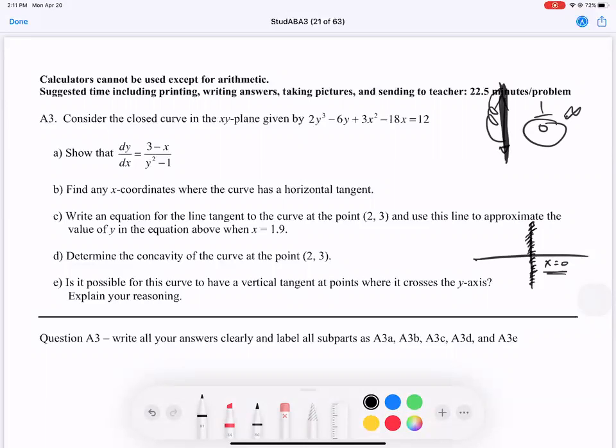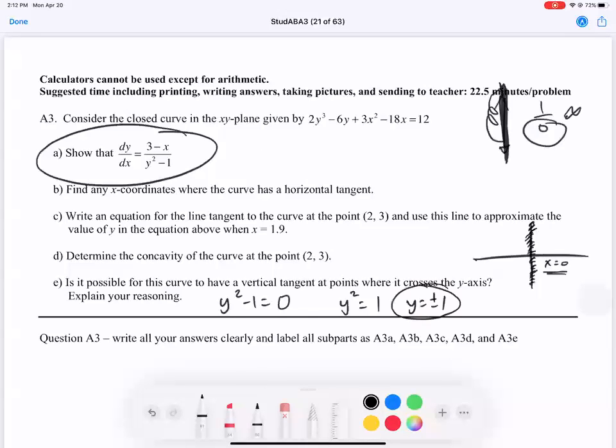So when I'm looking at this, since the derivative was given already, when will this derivative equal 0? y squared minus 1 is equal to 0. Now, when does that happen? y squared is equal to 1, so y is equal to plus and minus 1. Is it possible for this curve to have a vertical tangent at a point where it crosses the y-axis? If the only time it has a vertical tangent is when y is equal to plus or minus 1, I would say no, because the vertical tangent is when I'm dividing by 0. Does that make sense?